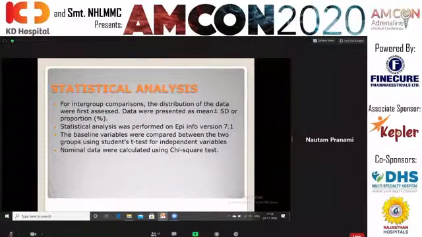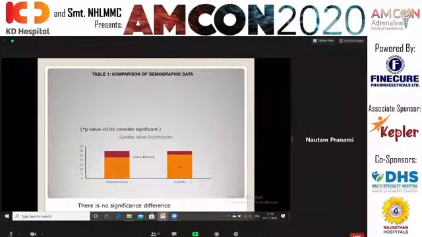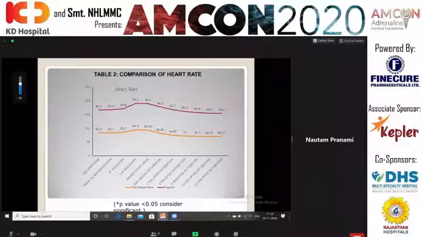Statistical analysis was performed on Epi Info version 7.1, and baseline variables were compared between the two groups using the student t-test for independent variables, and nominal data were calculated using the chi-square test. This is a graph showing the gender distribution. There is no significant difference. Next chart shows a comparison of heart rate.